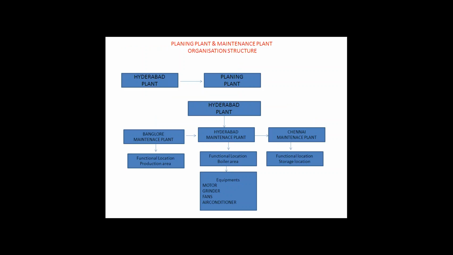Under each plant I identify a location, for example the production area in the Bangalore plant, a functional location, that is the boiler area. Then in the Hyderabad plant and Chennai maintenance plant, functional location, storage location. Now under each location we can identify many equipments, for example in the Hyderabad maintenance plant, in the functional location boiler area, I have equipments: motor, grinder, fans, air conditioning.